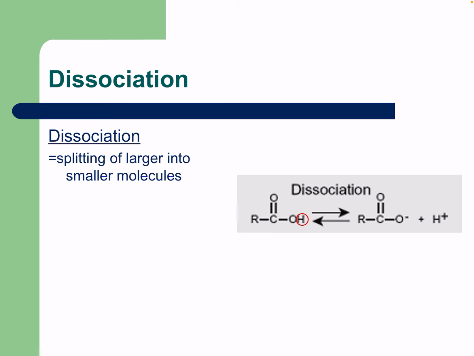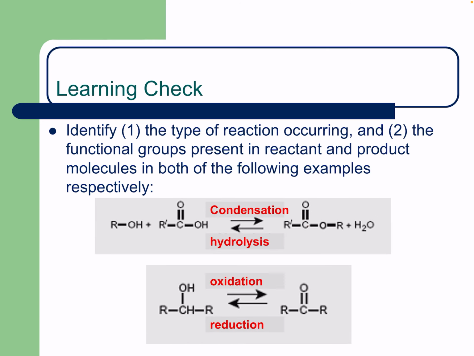Here we can see the dissociation of the H, forming this molecule here. Just a recap: identify the type of reaction occurring, and the functional groups present in the reactant and product. Here, once we have H2O and the splitting, going from two molecules to one, we obviously know that's a condensation reaction, the removal of water joining molecules. Where there is the addition of water, which we can see here, H into OH, so our H2O, we have hydrolysis.